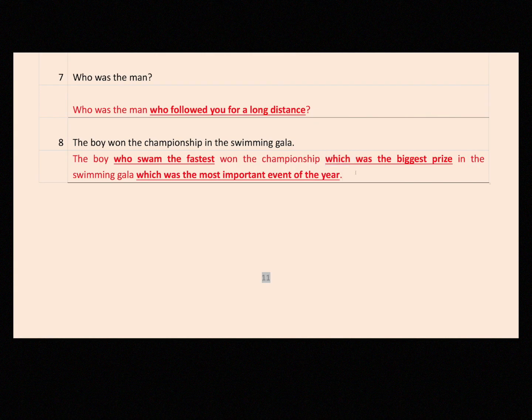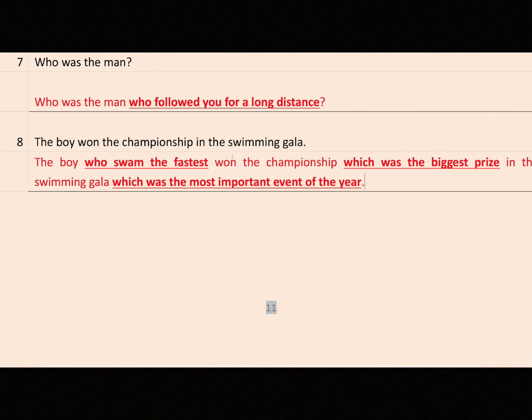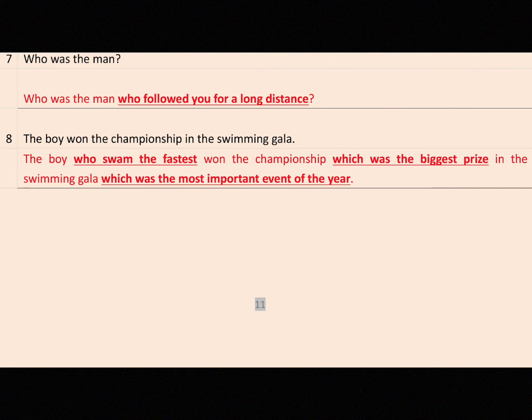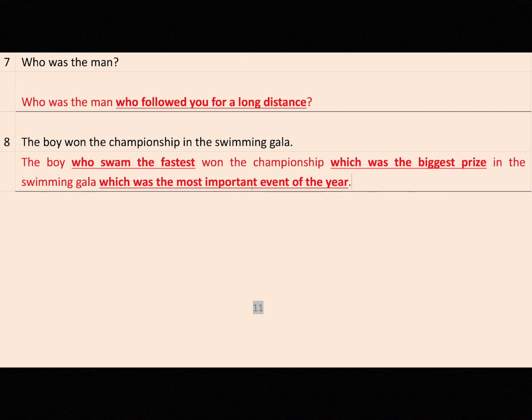Alright, the whole sentence becomes the boy who swam the fastest won the championship, which was the biggest prize in the swimming gala, which was the most important event of the year. After extending the meaning, after extending the sentence with relative clauses, it becomes a very, very long one. Okay, so just remember the subject can be extended, the object can be extended, and also the prepositional object can be extended using relative clauses.